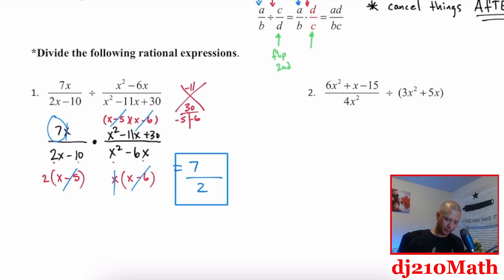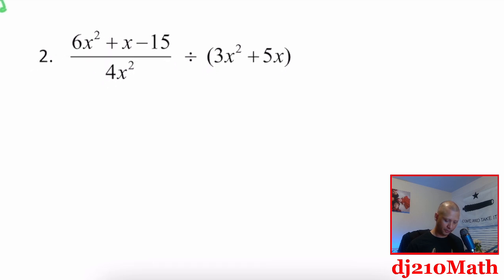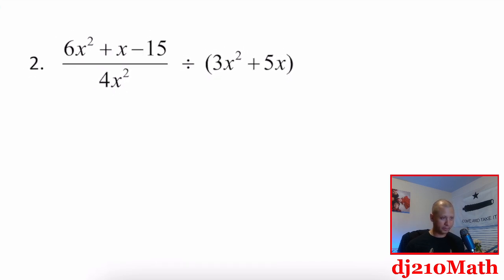Okay. Let's look at number 2 for division. All right, this one looks kind of weird. So let's keep the front one. So we keep this guy. We change this to multiplication. This is times. If you want to use a little x, you could, but sometimes we use x's for variables, so we just use a dot. Times. We flip the second one.